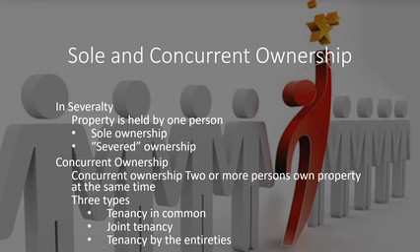Sole and concurrent ownership. Severalty means that the property is held by one person, sole ownership. Concurrent ownership means two or more persons own the property at the same time, and there are three types. There's tenancy in common, joint tenancy, and tenancy by the entireties.